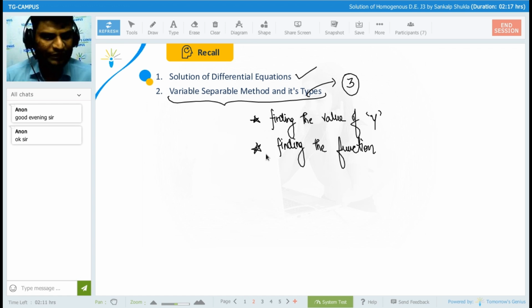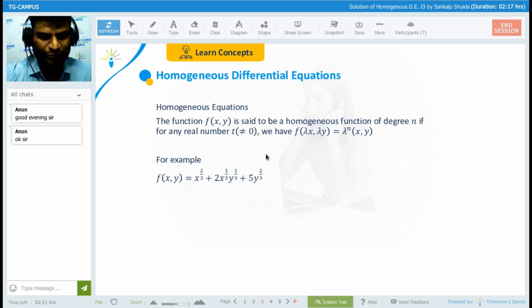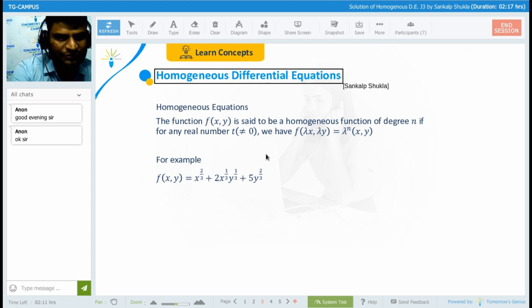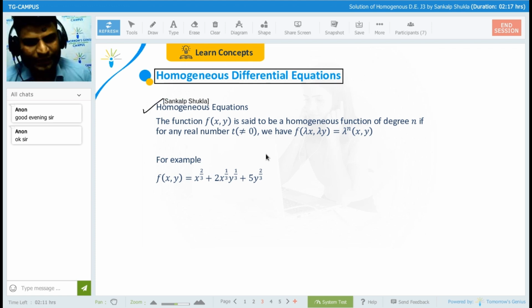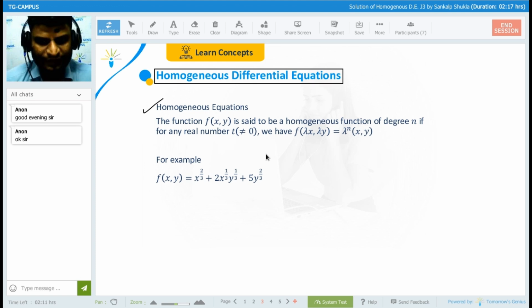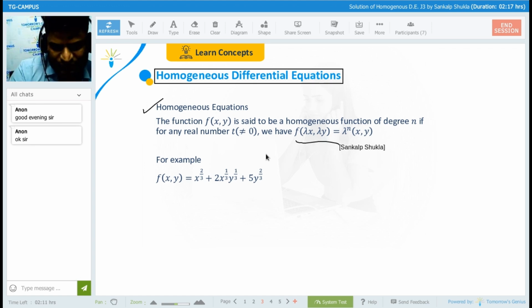Now we will not waste much time in recall, so we will directly start our new topic, homogeneous differential equations. Now, what do you mean by homogeneous equations? As we can see in the definition, the function f of x comma y is said to be a homogeneous function of degree n if f of lambda x comma lambda y is equal to lambda raised to the power n times f of x comma y. I am pretty sure that you are not understanding whatever is written in this part.